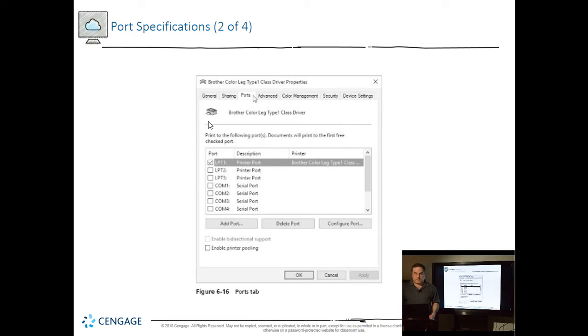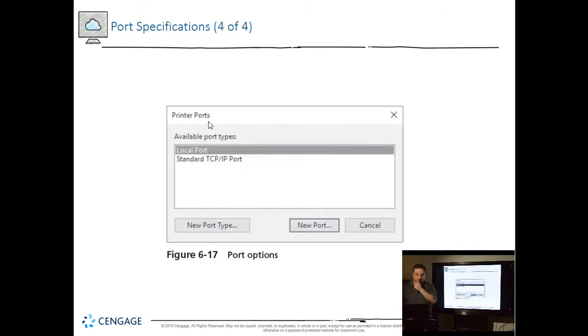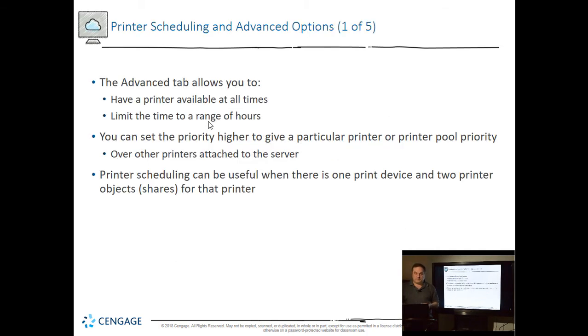This is the Ports tab. This is where you typically add the type of physical connection the printer has to the server. The old-fashioned LPT and COM ports, we don't really use those too much anymore. So what you would do is click on Add Port, and if it's a network printer, you would add a TCP/IP port at that time. And there's the option of local port or standard TCP/IP port when you go to add the printer.